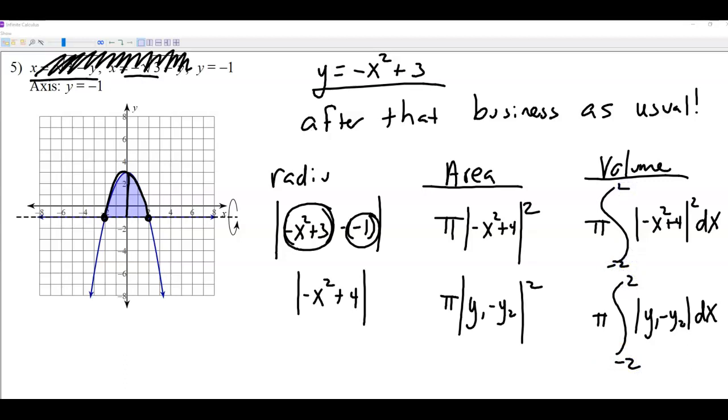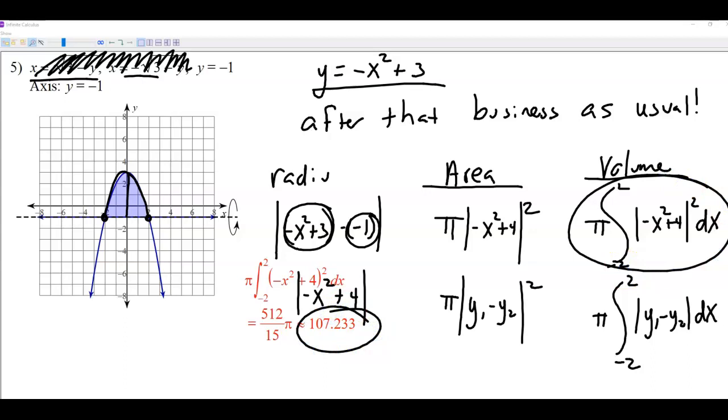So steps are pretty much the same, all right? We would plug that into our calculator one way or another. You could either plug it in as you go, step by step, like I was showing you, or you could just take your ultimately simplified one and plug that into your calculator. But either way, we end up with 107.233. Okay?